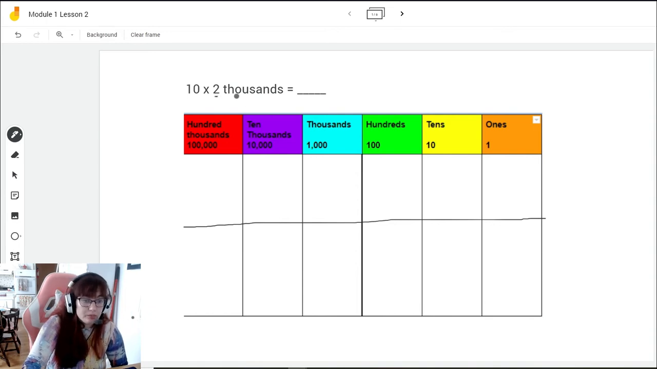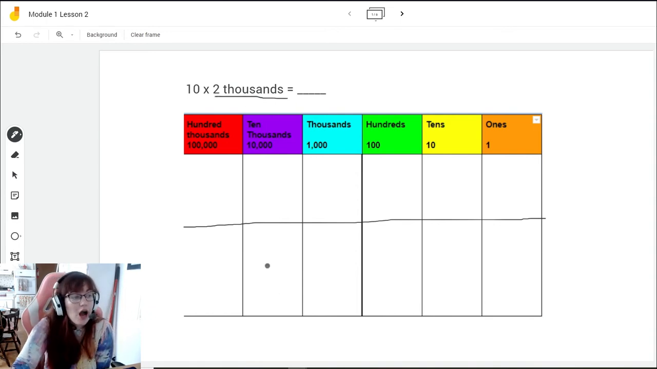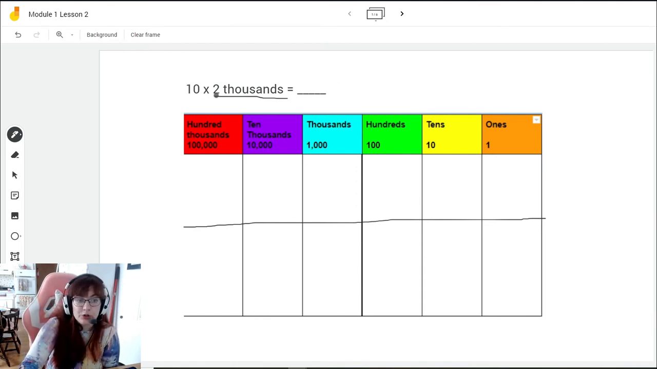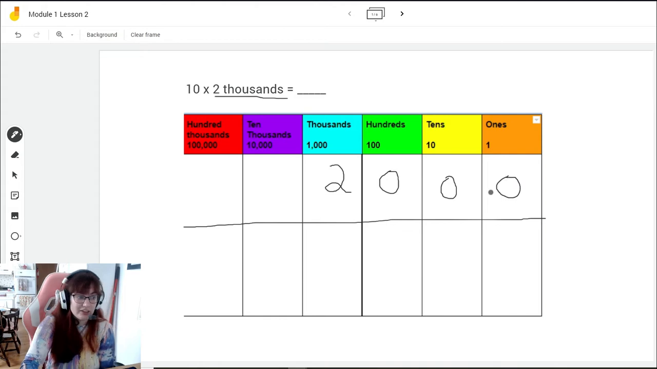So 4th grade, what I need to do is I first need to show where my number is starting at. So I have 10 times 2 thousands. I'm underlining this 2 thousands part right now because that is the number I am starting with. So I'm going to put a 2 in my thousands place because I have 2 thousands, and then since I don't have any other units, I need to fill in the rest of these spaces with zeros, because the number 2,000 should have the rest of the place values with zeros, and there should be 3 zeros.